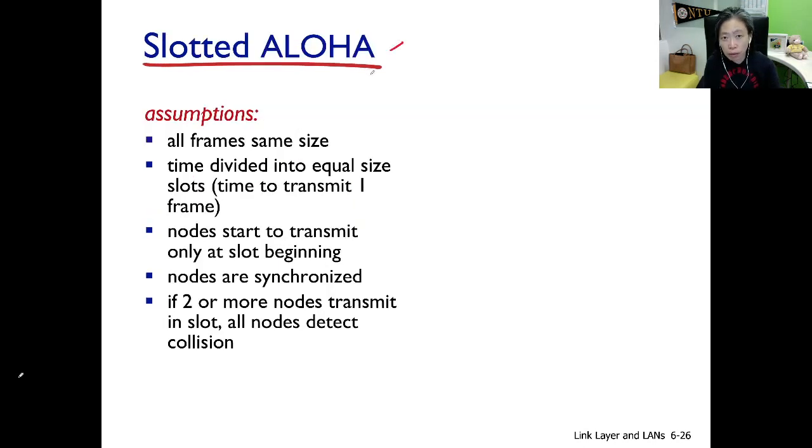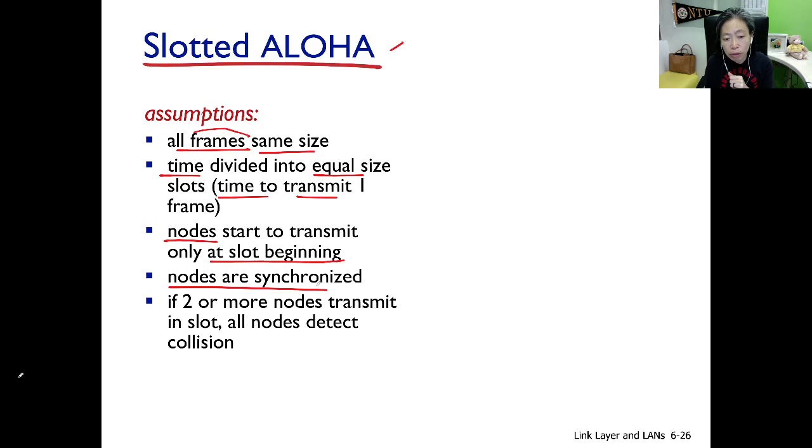Slotted Aloha. This is one of the very early random access MACs. So in the protocol, all data frames are the same size. The transmission time is divided into equal time slots as well. Each time slot is exactly the time to transmit one of these data frames. When nodes get data to send, they will start the transmission right at the beginning of a time slot. Therefore, they will complete transmitting the frame at the end of the time slot.